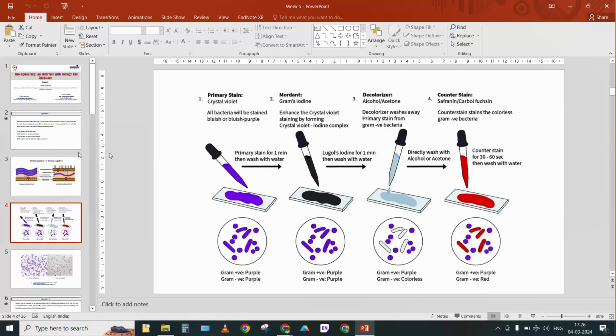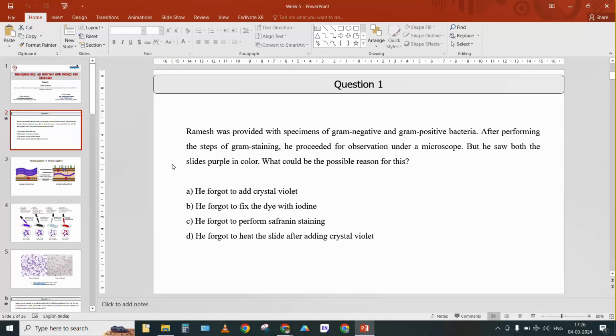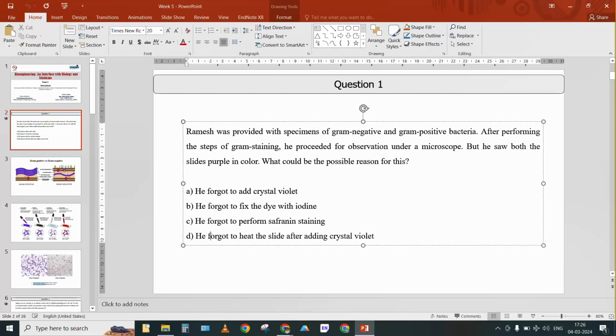So, according to these theories, the possible reason could be option D, sorry, option C. As the statement states, after performing the steps of gram staining, he proceeded for observation under a microscope, but he saw both the slides purple in color. So option C could be the correct reason, that is, he forgot to perform safranin staining.